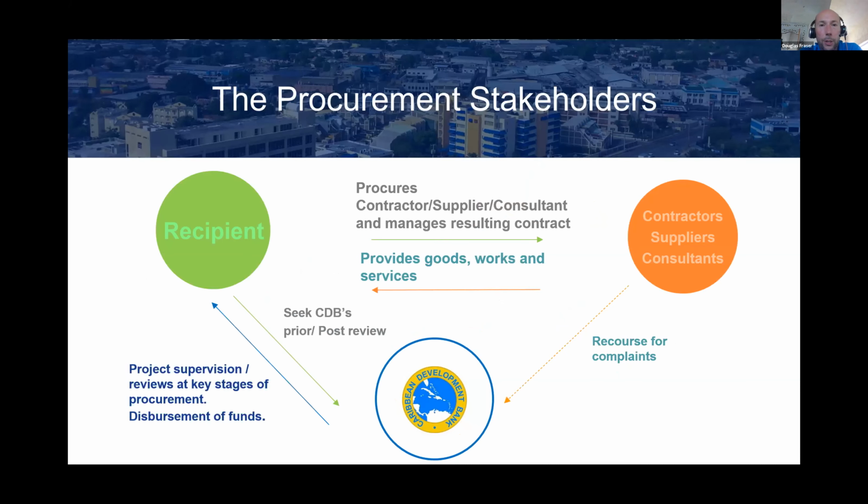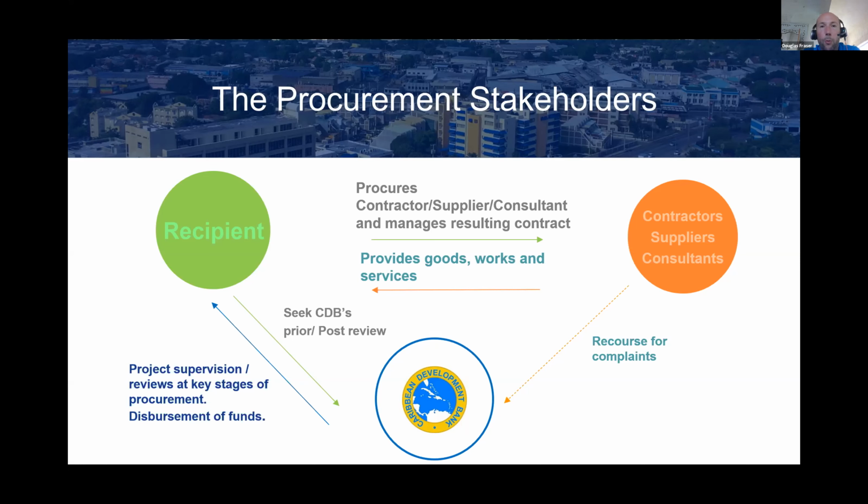As Tammy mentioned earlier, the bulk of our funding is in the form of grants and loans to recipients, primarily public sector agencies, and they in turn are responsible for managing the projects and the procurement. So you'll see at the top of this screen the flow between the recipient and the contractors, suppliers and consultants, being entities such as yourselves. Our role is essentially to ensure the funds are used for their intended purposes and that procurement and contract management complies with our procurement framework.